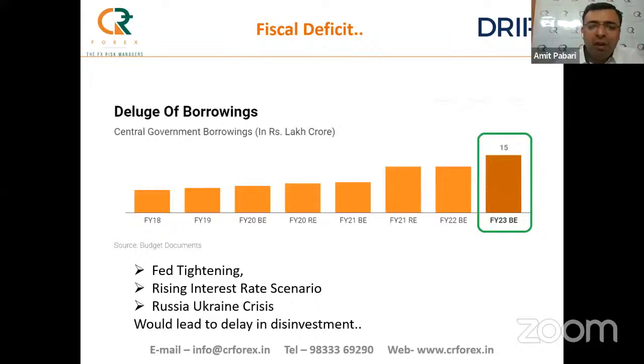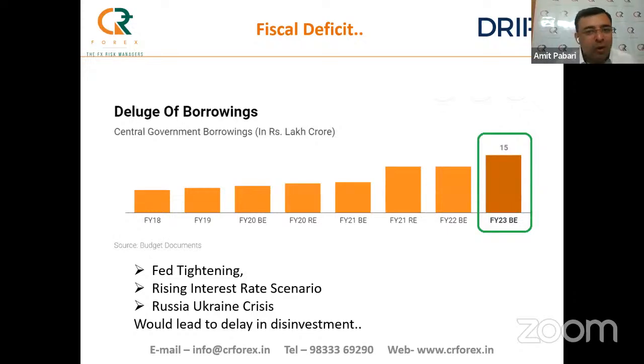Now, let us move to the second factor, fiscal deficit. Fiscal deficit means the government's income and expenditure, where expenditure is more, because of which the government has to borrow money. In the current financial year, which is FY23, they expect to borrow 15 lakh crore. Now, if you look at the last 10 years of data, 15 lakh crore is the highest in the last 10 years. It is a huge amount of money.